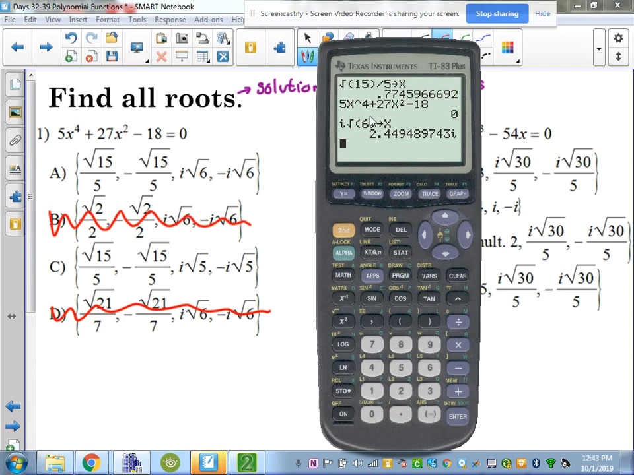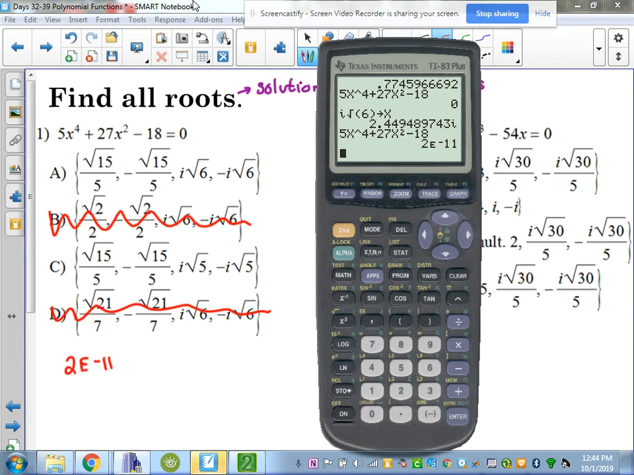Okay, now you can certainly type in 5x to the 4th plus 27x squared minus 18 again, or you can press second enter. It scrolls through what you had previously entered into the calculator, so you don't have to type all that stuff in again. Press enter. Okay, now it didn't give us 0. However, this is the calculator's way of denoting scientific notation. That is the same as 2 times 10 to the negative 11.